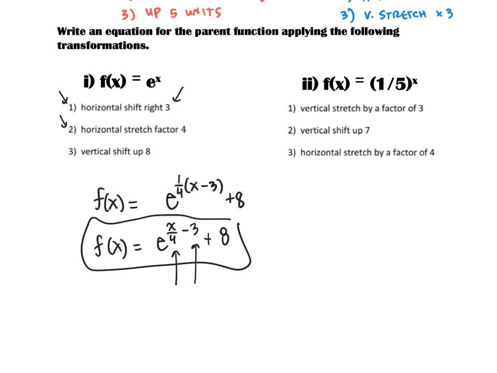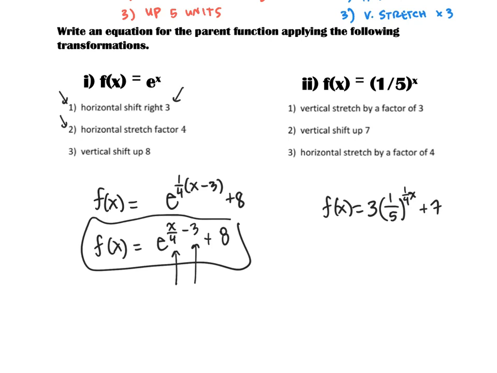Okay, now that we've got that down, let's look at f of x in the second example. We want to stretch by a factor of 3, shift up. Okay, so vertically we want to stretch by a factor of 3. We want to do a vertical shift up 7 units, and then a horizontal stretch by a factor of 4. Okay, so we would take 1/5 to the x. We would vertically stretch it by a factor of 3. We would shift it up 7 units, and we would stretch it by a factor of 4. That would be our function for the second one.